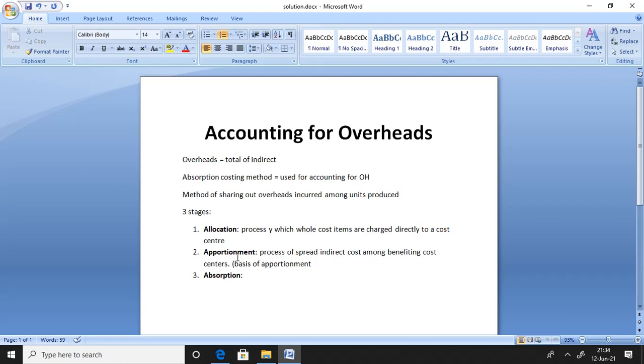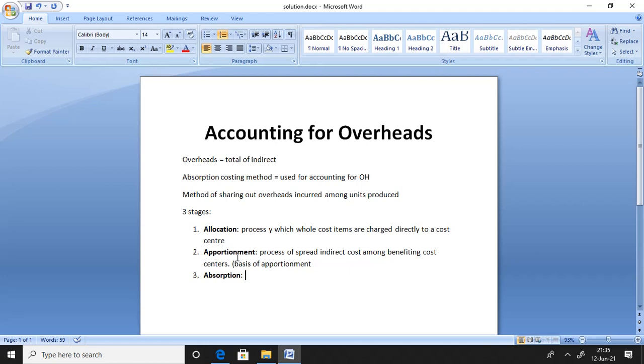This absorption rate is calculated by dividing budgeted overheads over the activity level. Activity levels are picked based on what the department is frequently using. So you can have absorption rates that are calculated either based on labor hours or based on machine hours, depending on which one is frequently used by that particular department. So this is how the process goes. Let me run through the process again, and then we look at the question.